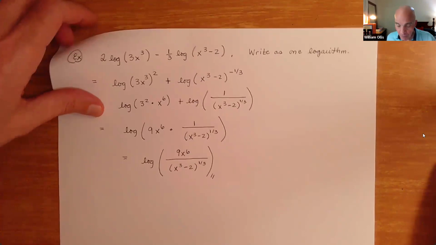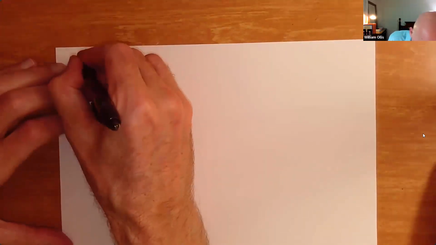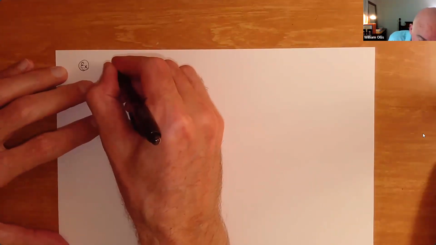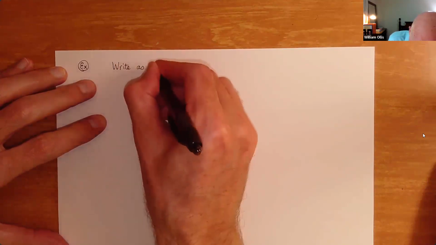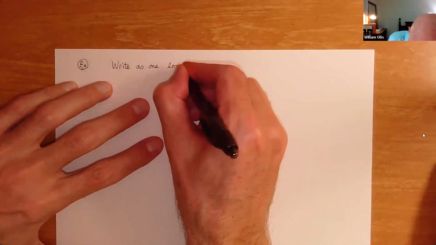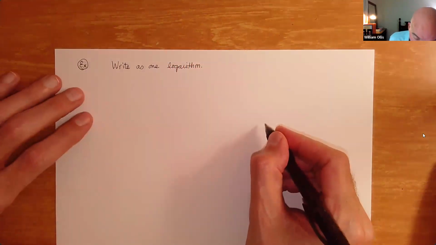Now, again, let me just say one thing before we talk about change of base. Say you had an example like this, where we've got actually 3 logarithms. So I'm going to say the same thing, write as 1 logarithm. You can see how these are going to be very helpful with solving equations.